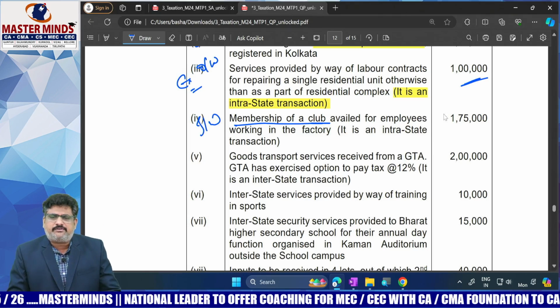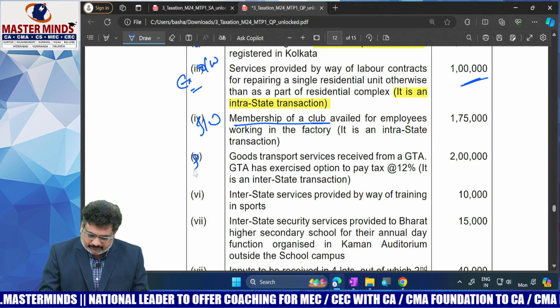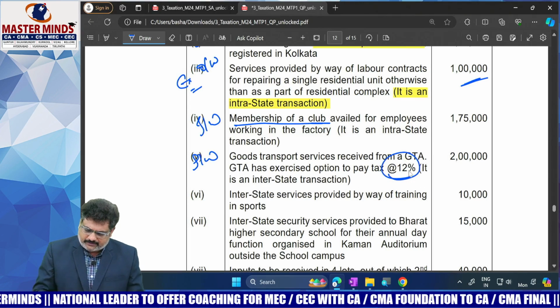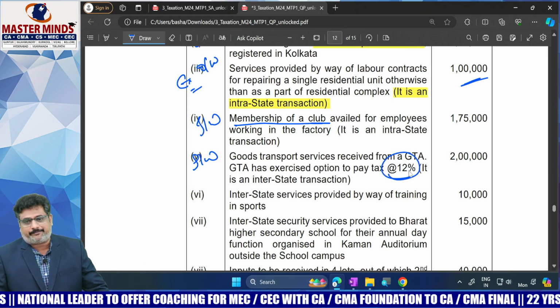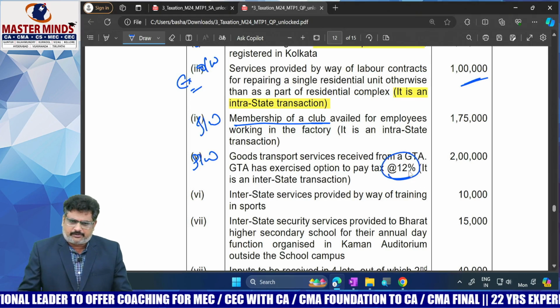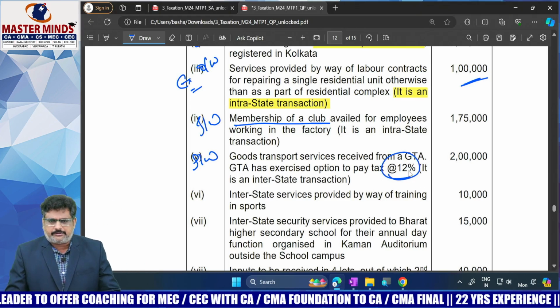GTA services received from a GTA. It is inward supply. And see this, tax rate at the rate of 12%. Okay.